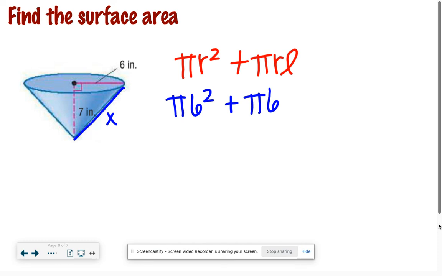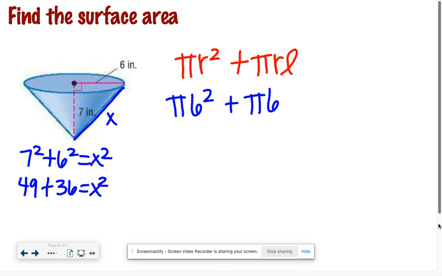But again, it's just the Pythagorean theorem. 7 squared plus 6 squared equals x squared. 49 plus 36 equals x squared. 49 and 36 gives us 85. The square root of that is about 9.2-ish. We go to 1 decimal place. So now we can plug in 9.2.